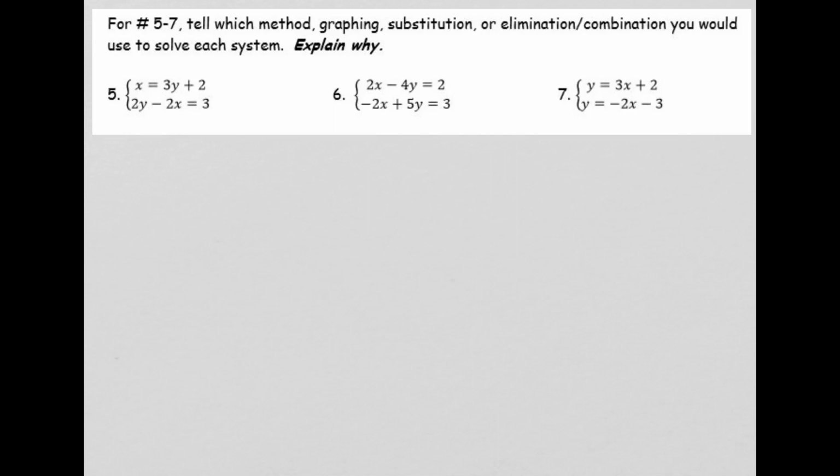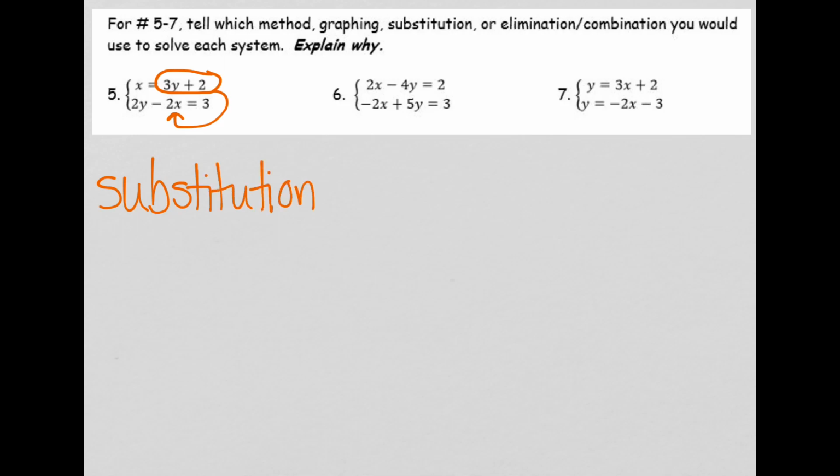There's not enough room there, and the directions say, tell which method you would use to solve. Explain why, but do not actually solve the system. Okay, so we did homework like this and the classwork like this, where you were just supposed to look at it and tell which one you would do. Well, on number 5, I see an isolated variable. X equals all that stuff. So I would probably replace X with all that stuff, and so therefore I would solve this by substitution.